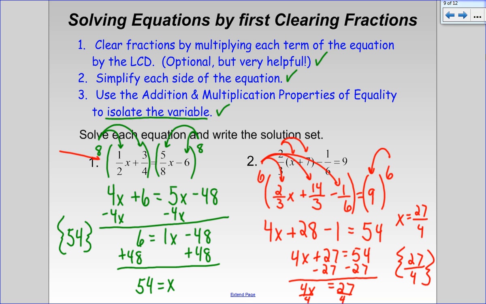And though our answer is still a fraction, you can see that we didn't have to work with fractions the entire time since we cleared them in the first step. Just take note, you can also clear equations that contain decimals. And you would do this by multiplying each side of the equation by units of 10 or 100 or 1,000, depending on how many place values there are after the decimal point.